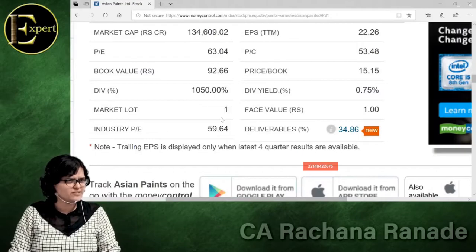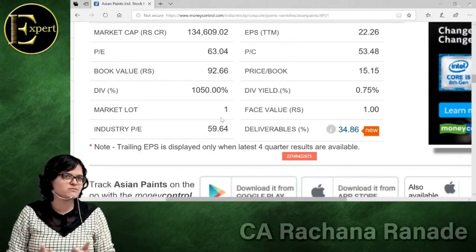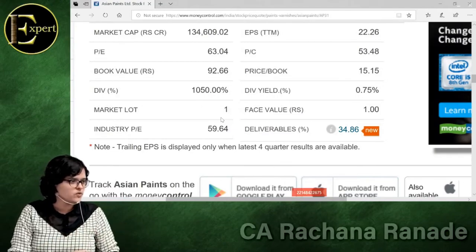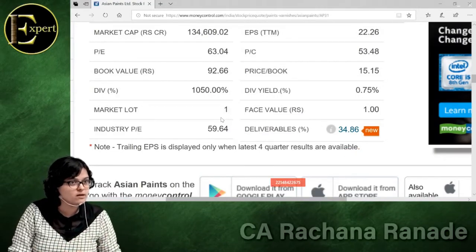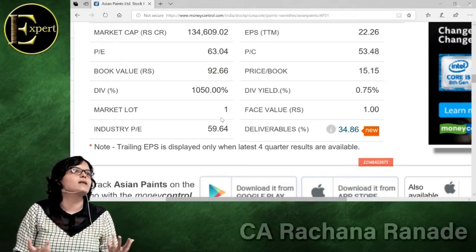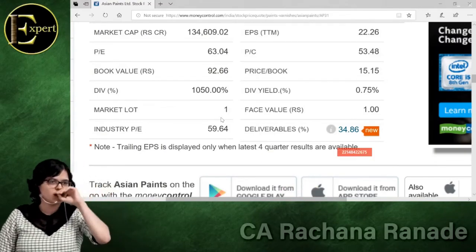Have you understood the exact interpretation of PE? Otherwise, PE is very poorly understood. Shall we write this down, whatever I told right now? So first, have you written how to calculate? Yes. Have you written the formula? Yes. Now the last point is how to analyze. Last point in PE, how to analyze PE.